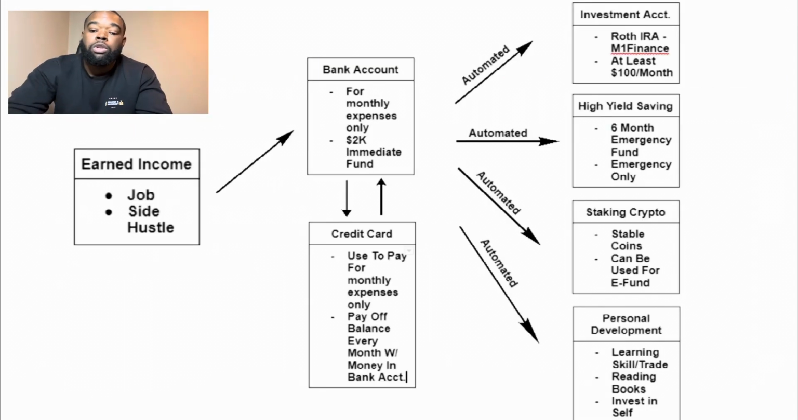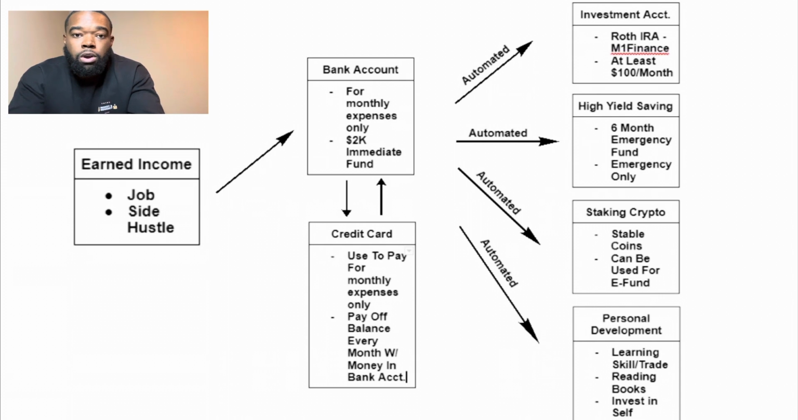From there, what we're going to do is automate whatever is left over. This is how we're able to pay ourselves first. And since it's automated, this money is going to move without you even seeing it. The less emotion involved with your money, the more money you will have and the better off you will be. So we're going to automate this money into 4 different places. I want you to pay attention to this.